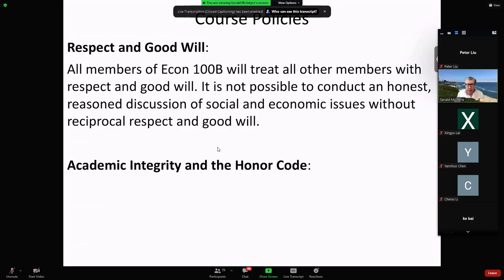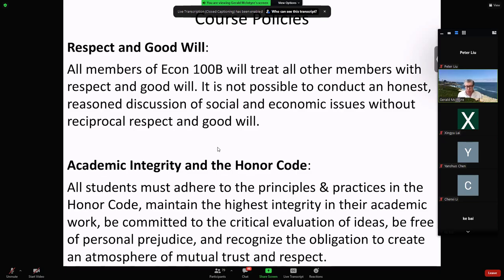Regarding academic integrity and the honor code, it is important that students adhere to the principles and practices in the honor code and maintain the highest integrity in your academic work. Always shoot to be the best person you can be in all endeavors, not just in Econ 100B, but in everything you do. When people think, oh yeah, 100B, that student, yeah, he was amazing, or she was incredible, that student was just an outstanding person, and I learned a lot from them, from their example, that's the kind of person you always want to shoot to be. Be free of personal prejudice, and recognize your obligation to help create an atmosphere of mutual trust and respect. That's what I expect from students. And having taught many, many years at UC Santa Cruz, I know I can expect that from all of you.